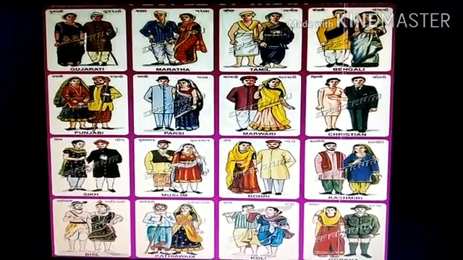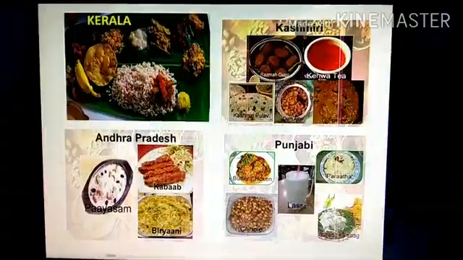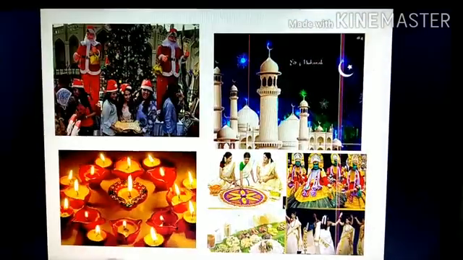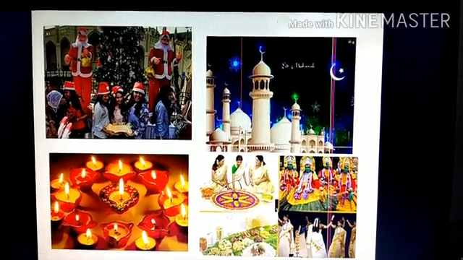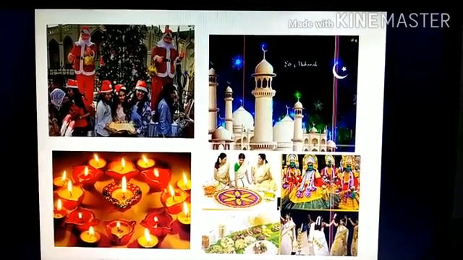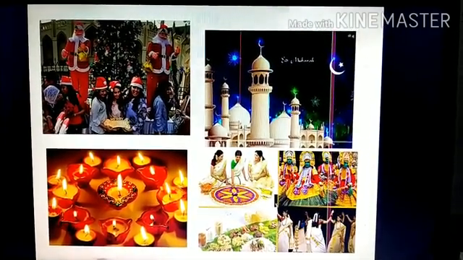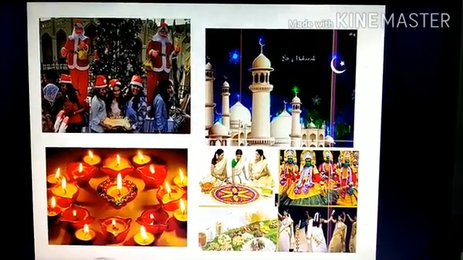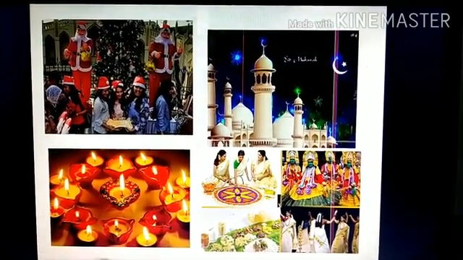Now, look at these pictures. Here, we can see different types of clothes we use. Different types of food habits we follow. Different types of festivals we celebrate. In this way, we can see differences in each and every part of our life. In all this, we can see diversity. Imagine a situation where everything looks the same. No diversity among the people. What will happen in our life?